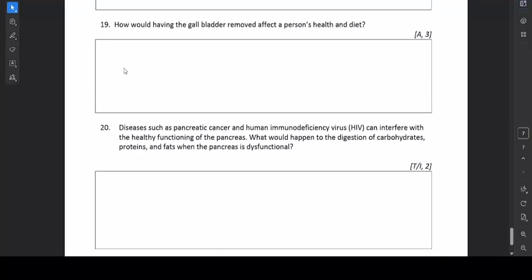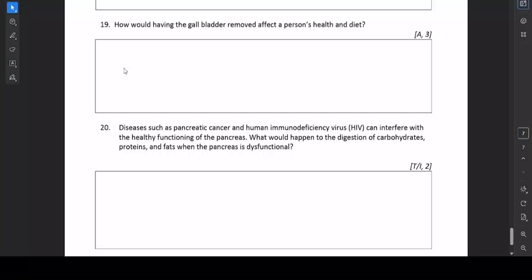So how can a gallbladder removal affect a person's health and diet? So what does the gallbladder do? It basically stores bile. So bile is released, however, it's not stored. So basically, if we release more, we're not going to be able to store it. So it's used a lot less efficiently, meaning that our fat emulsification is going to be a little bit downgraded.